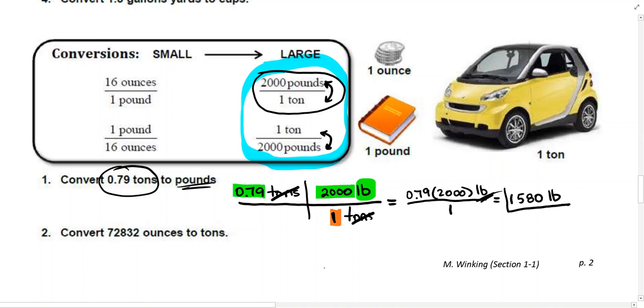Oh wait, we haven't checked. Let me see. When we look at the given, it actually goes down to the hundredths. And when we look at this one, it only goes down to the ones. Okay? So what do we do? Well, this is okay, because you can be less precise, but you cannot be more precise. So then this one is acceptable.